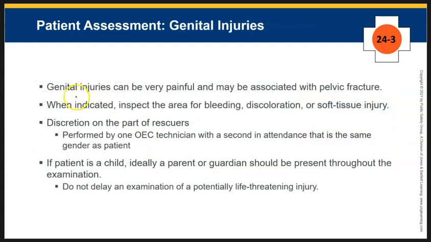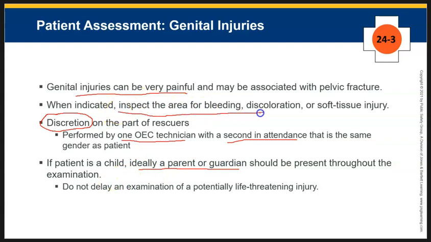Genital injuries are going to be very painful and may be associated with a pelvic fracture, and it's important again to maintain patient dignity. One OEC technician with a second in attendance is very critical during this, and include a parent or guardian if dealing with a minor. If indicated, you can look for bleeding for this external injury, soft tissue injury, as required.